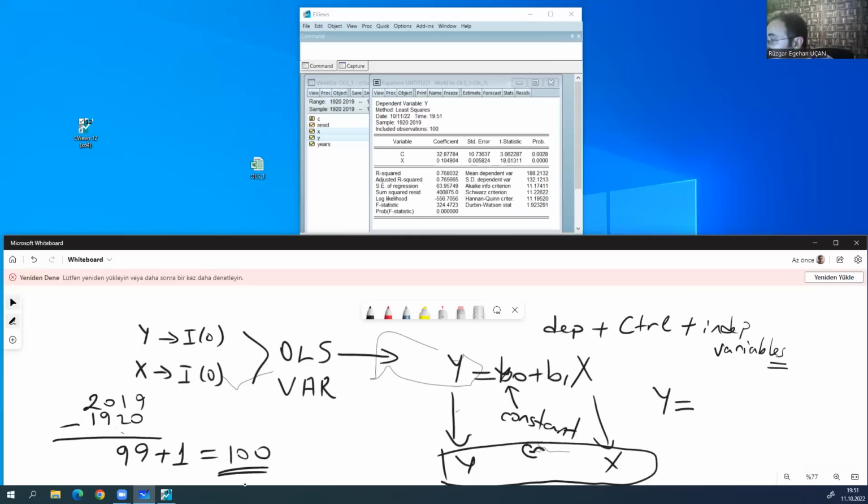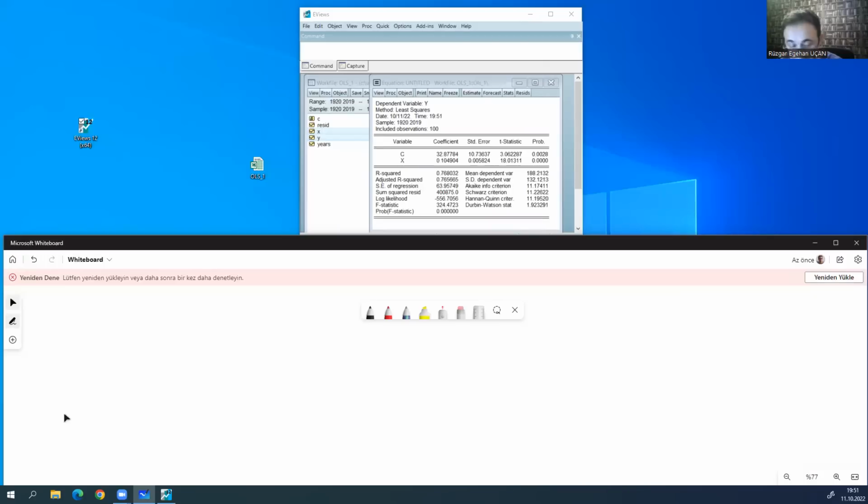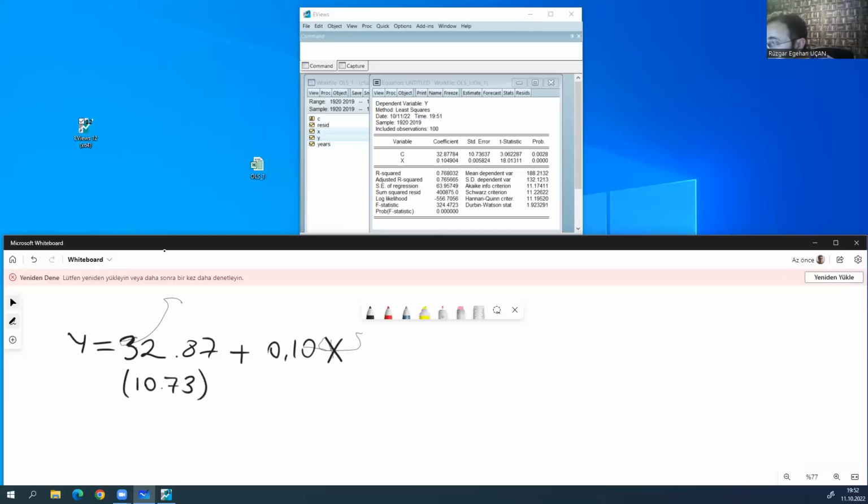Now our coefficients. Here Y is the dependent variable, and we write it out clearly. Y is equal to 32.87 plus 0.10 X, and in parentheses we write the standard errors, and again for X it is 0.005, and in brackets we write the t-stat values for X and the constant.